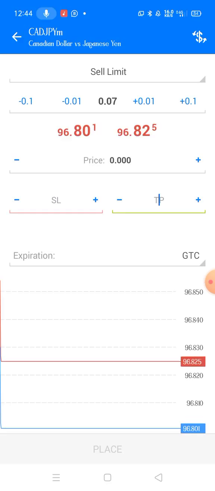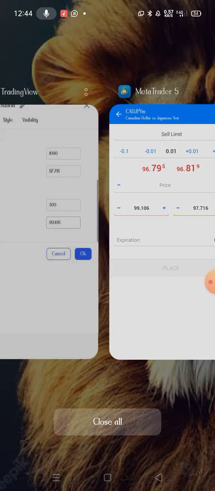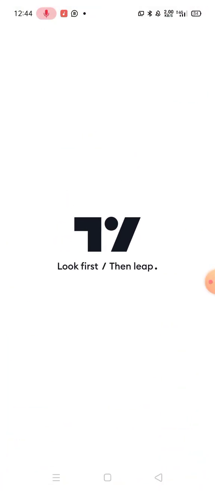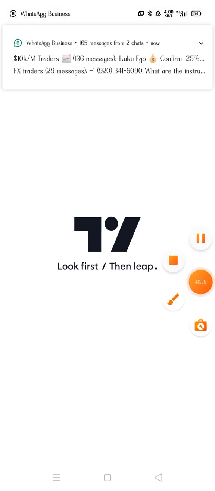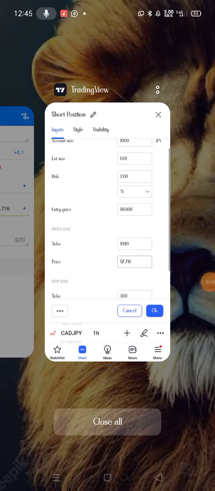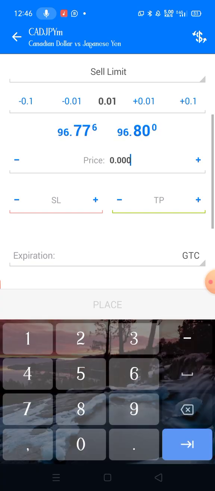It's gone. It's gone. Let me see if I still remember the price. My God, what was the price? Let me just go back to my MT5 and input everything right there.